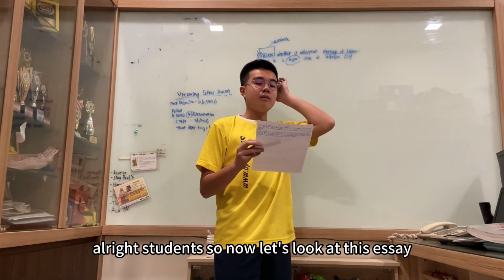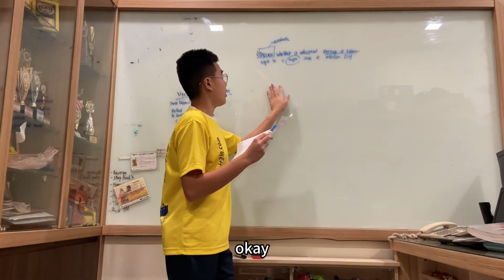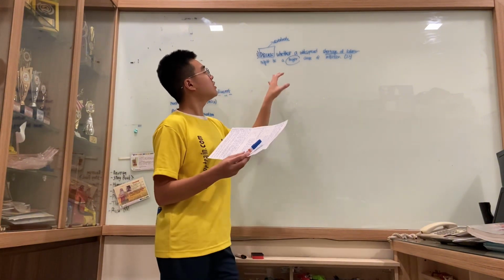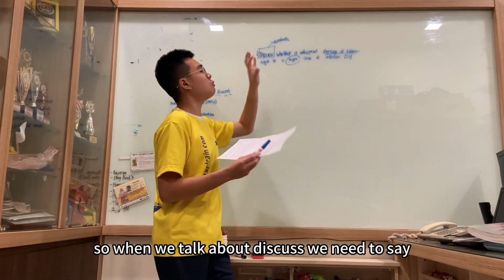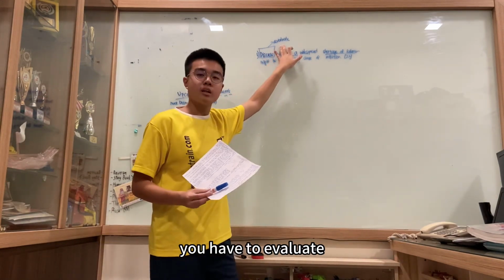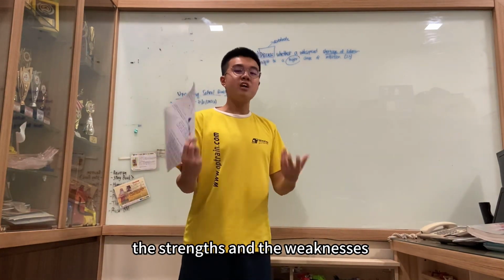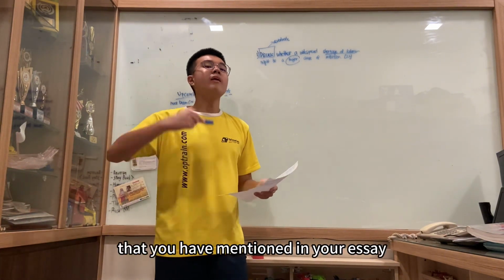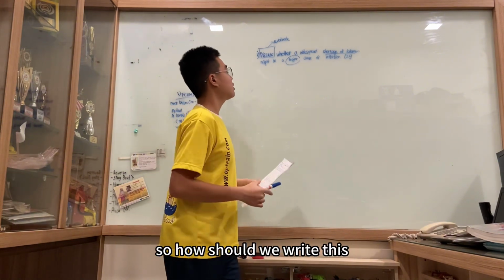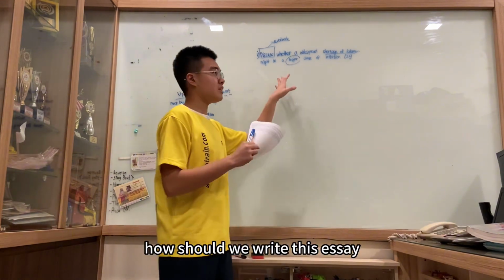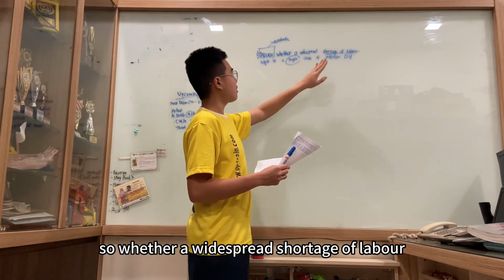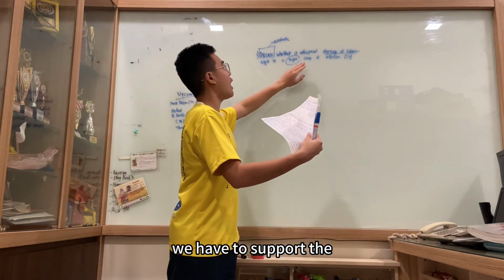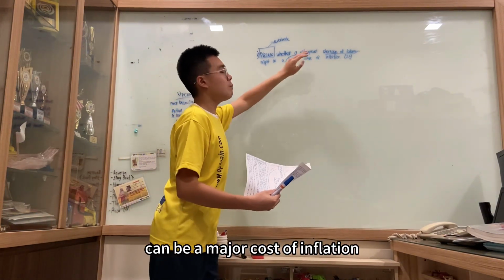Alright students, so now let's look at this essay. Okay, so discuss whether a widespread shortage of labor might be a major cause of inflation. So the keyword in this question is discuss. So when we talk about discuss, meaning to say you have to evaluate the strength and the weakness, the advantage and the disadvantage of the argument of the point that you have mentioned in your essay. So how should we write this essay? So whether a widespread shortage of labor might be a major cause of inflation. At first, we have to give argument, we have to support the idea that shortage of labor can be a major cause of inflation.